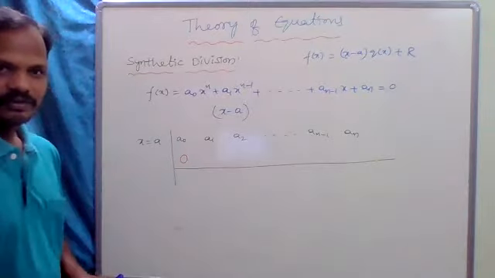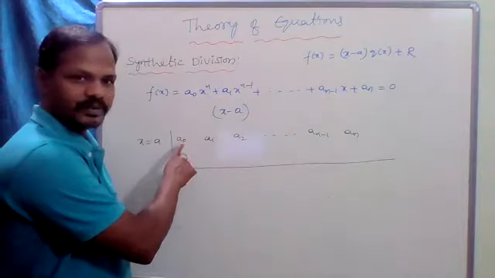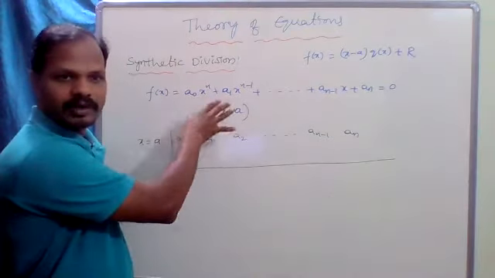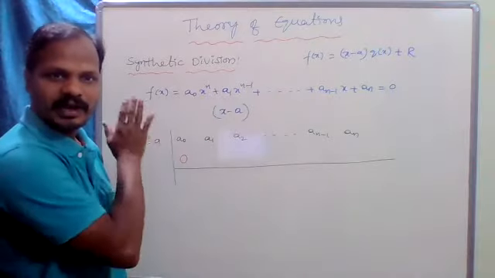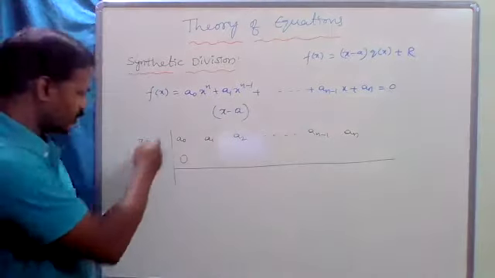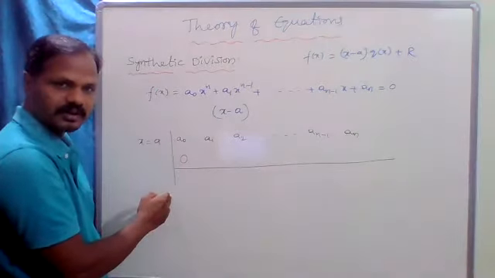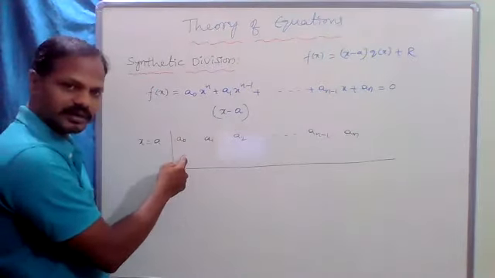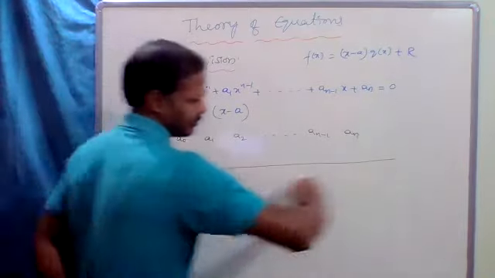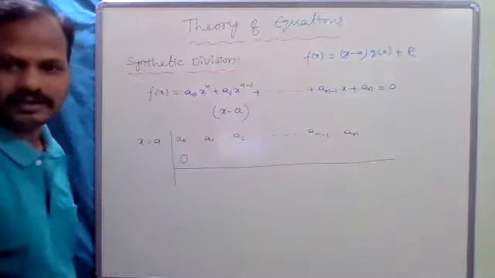Okay. First of all, you have to write the coefficients of the given polynomial equation from highest degree to lowest. So that is the first point. Draw the vertical line. And take 0 under a naught. Then draw the horizontal line.